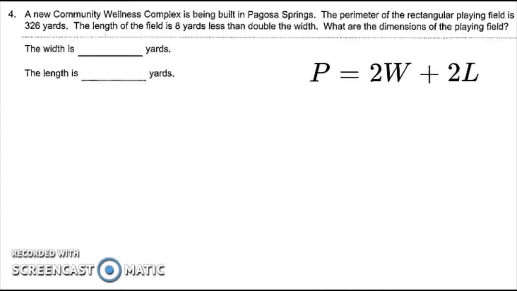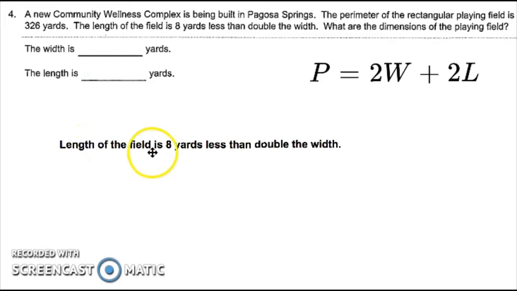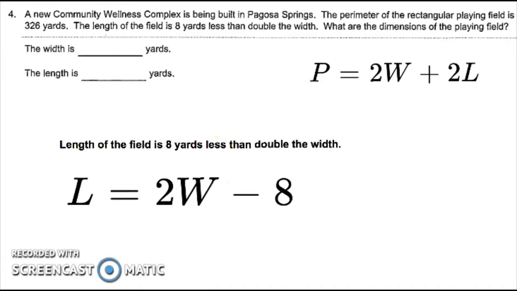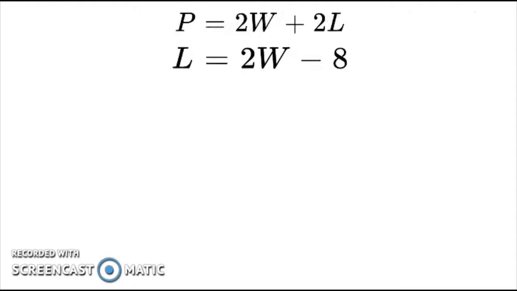So our perimeter, the formula for that is 2 times the width plus 2 times the length. Remember, in a rectangle, opposite sides are equal. So then from there, I'm told the length of the field is 8 yards less than double the width. So length equals L. Is means equals in math, and double the width is the same as saying 2 times W, because W is width. And 8 yards less is minus 8. So we have L equals 2W minus 8. And that's going to be my second equation.